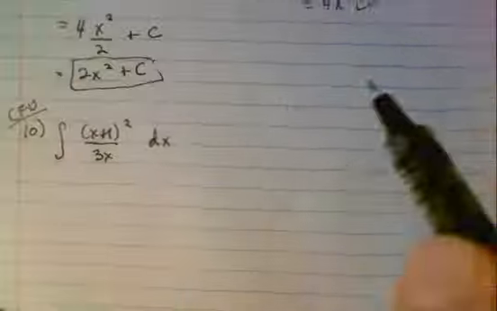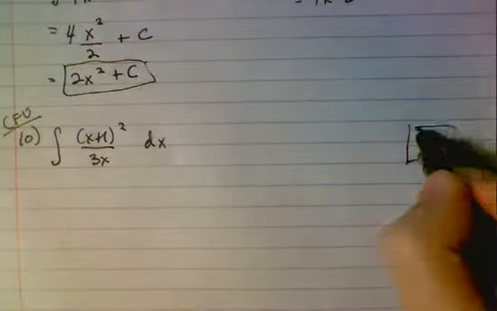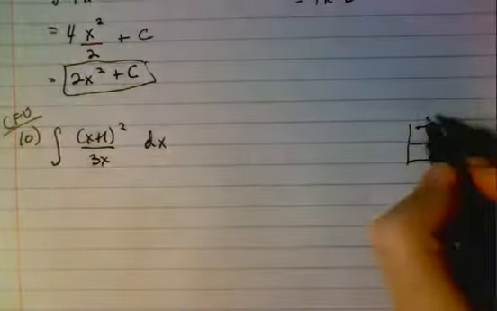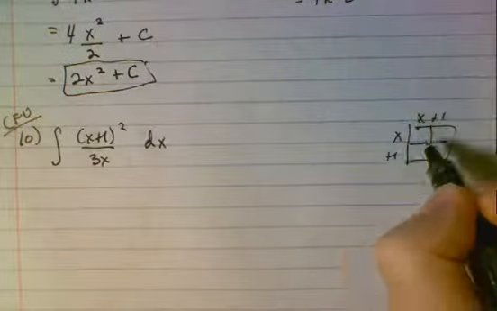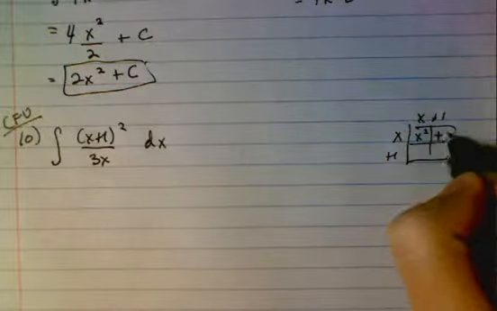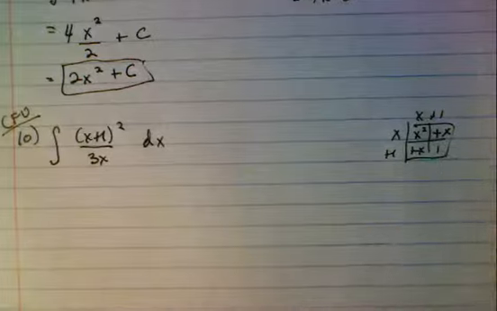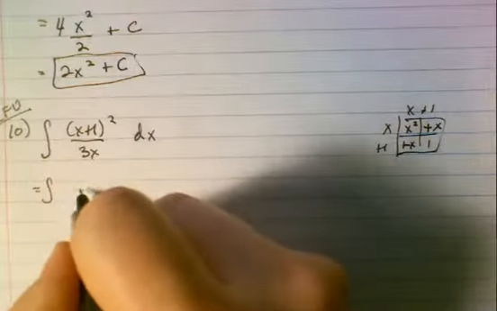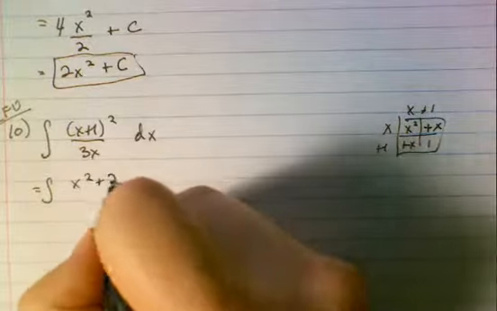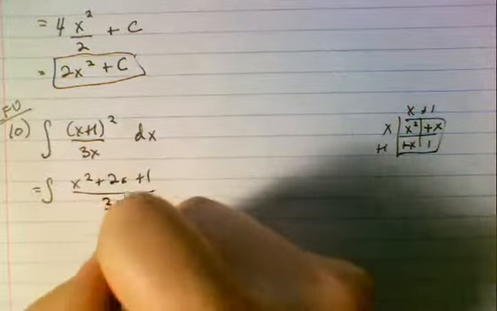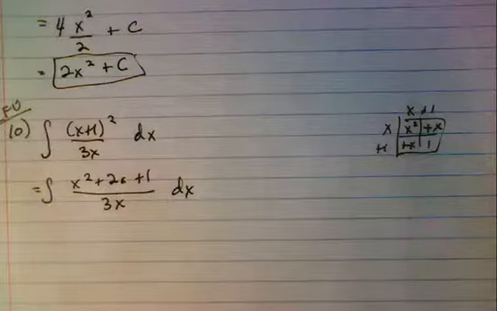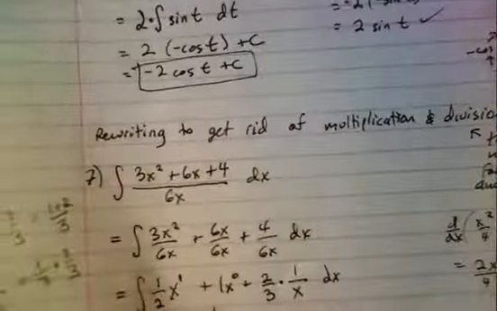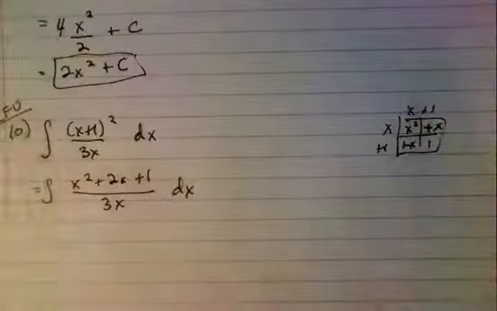Okay, so we want to get rid of the multiplication and division so we can use our power rule. So let's start off just by doing this squared: x plus 1, x plus 1, x squared plus 2x plus 1. So that means this equals the antiderivative of x squared plus 2x plus 1 all over 3x with respect to x. And now we can split up our rational expression just like we did over number 7.